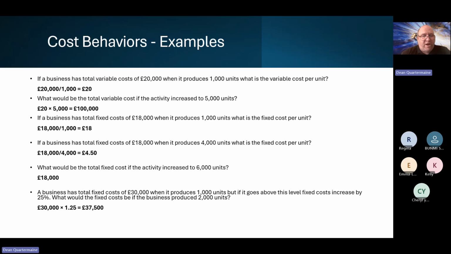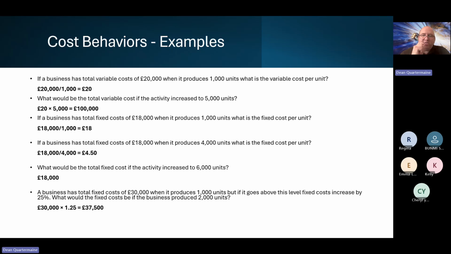What would be the total variable cost then if activity levels increase to 5,000 units? Well, it's just £20 per unit, 5,000 times, so £100,000. So that's showing you what happens with variable cost. Next one then, if the business has total fixed cost of £18,000 when it produces 1,000 units, what's the fixed cost per unit?